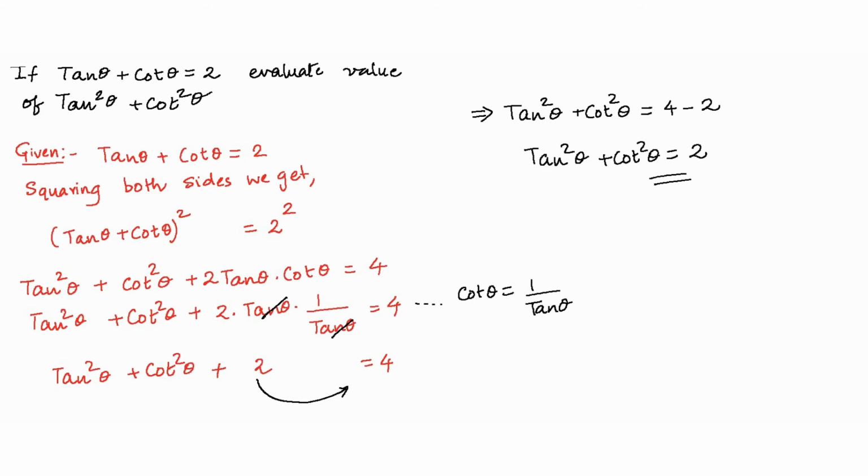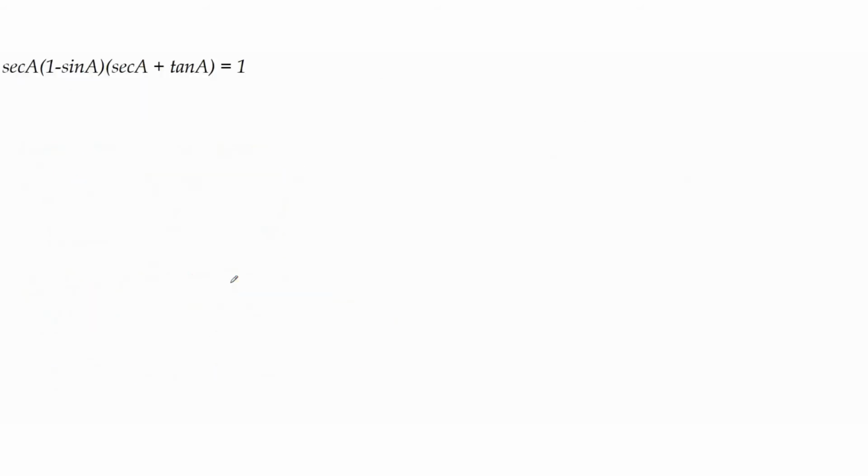Okay, moving on. So let's consider this question now. I have sec A into 1 minus sin A multiplied by sec A plus tan A should be equal to 1. So let me pick the left hand side now. So LHS is given by sec A multiplied by 1 minus sin A times sec A plus tan A.